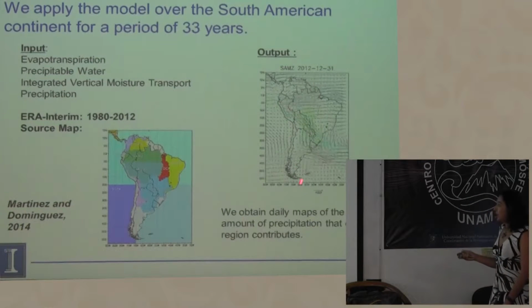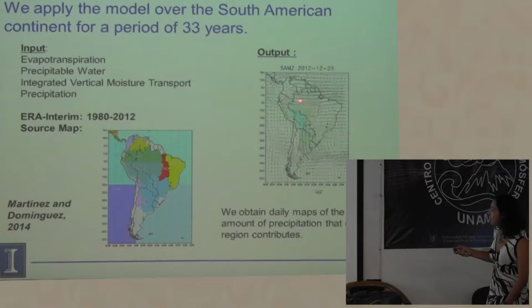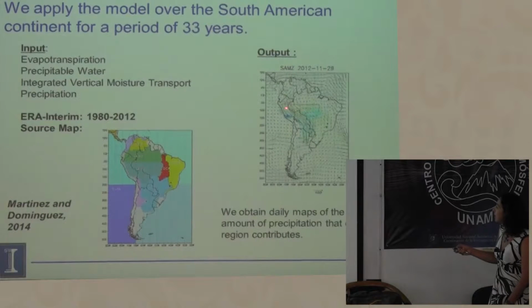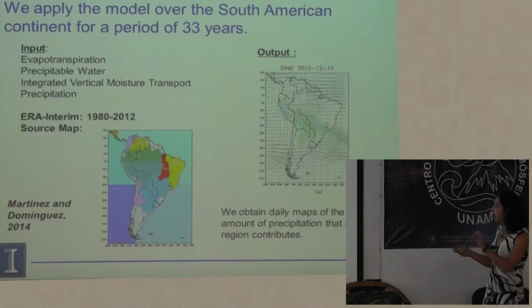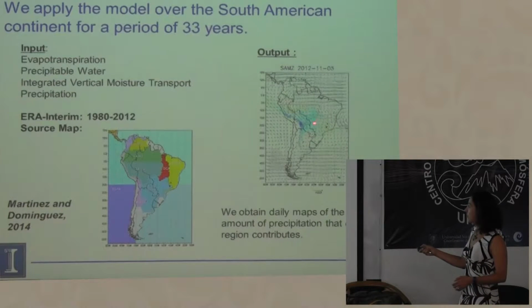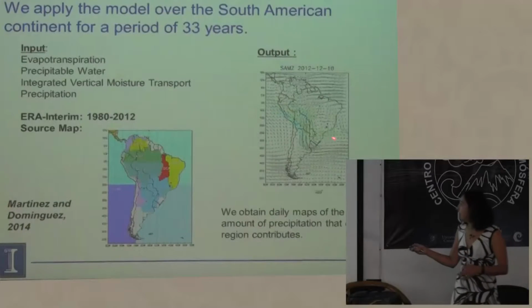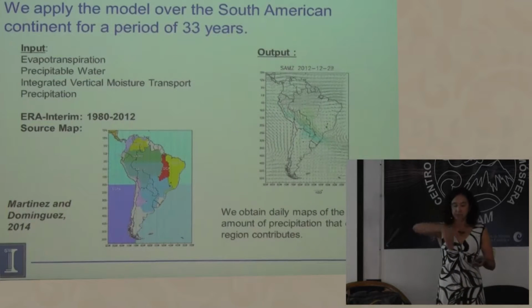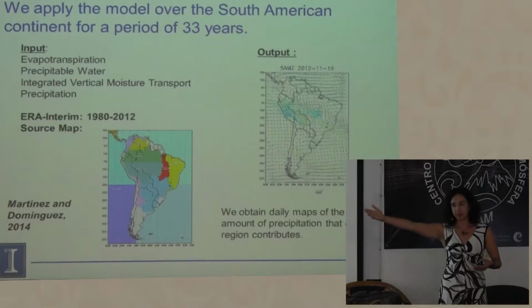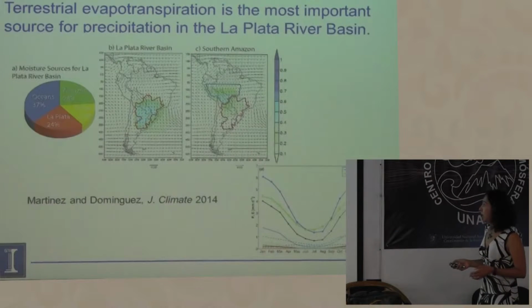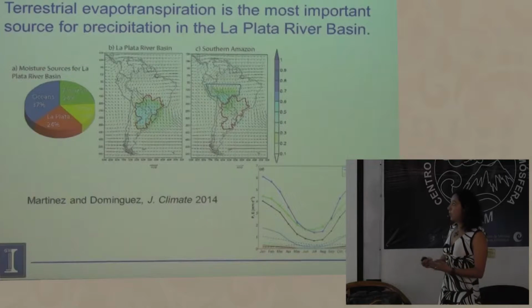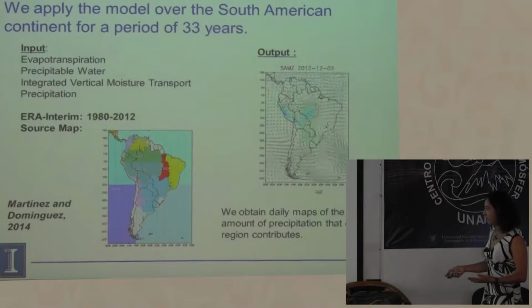And as an output, we get these daily maps that show us the amount of precipitation that you get out of each of these regions. So here I'm showing for the southern Amazon region how much of the precipitation within each of these pixels comes from the southern Amazon. Okay? So the colors, of course, it's very dynamic. So basically we do this for every single region. Okay? Is that clear? So every one of these colors means what percentage of the precip that falls here in this pixel comes from the southern Amazon. Okay? Okay. So Alejandro did this for all of the regions that I showed here.